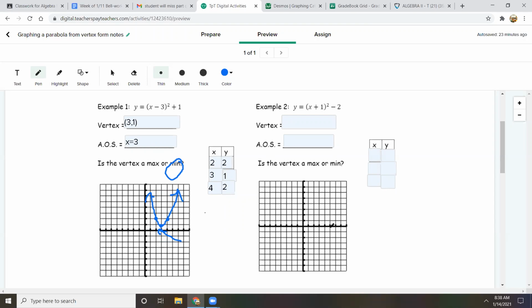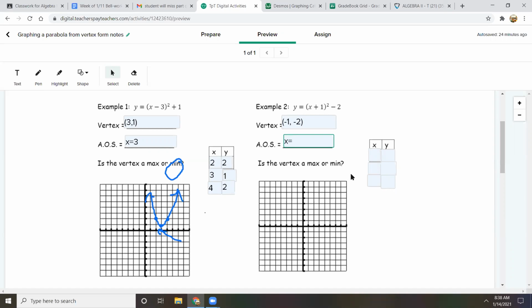Okay, so I just want to do one more problem, going through these. The first thing you want to do is find your vertex. I'm just going to click the select tool. So remember, it's the opposite of the inside. So that positive 1 is going to be a -1. And the outside stays the same, so that -2 is going to stay a -2.